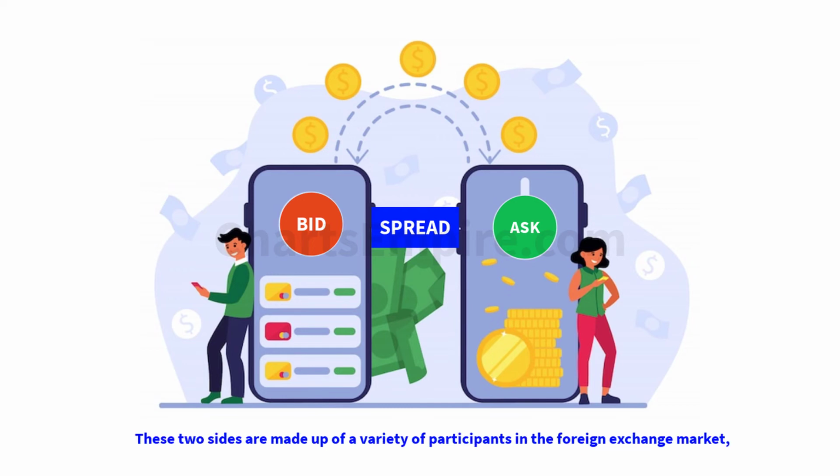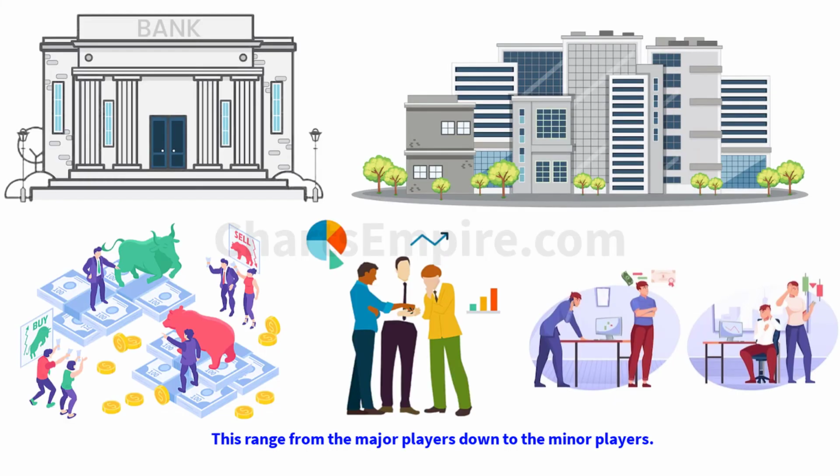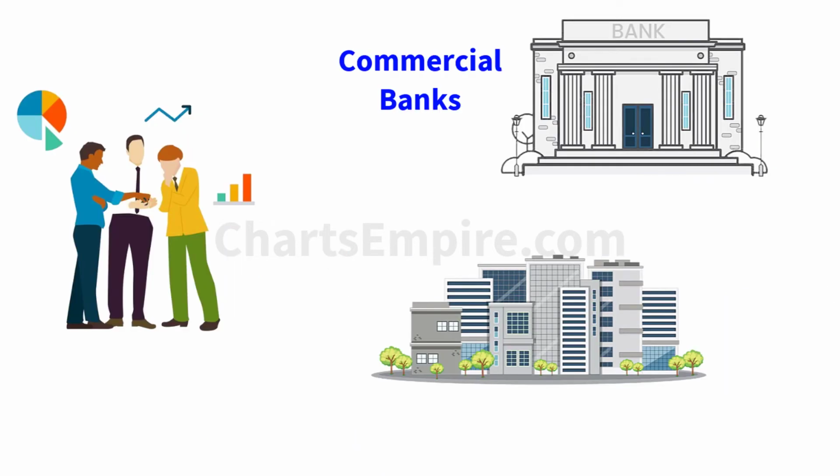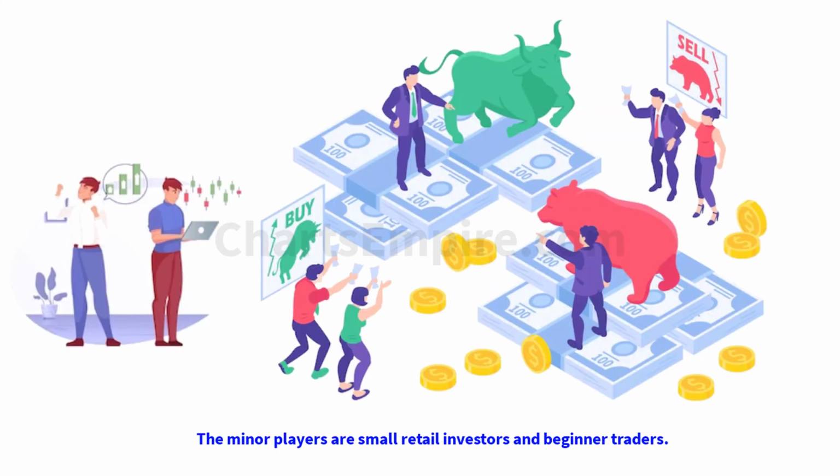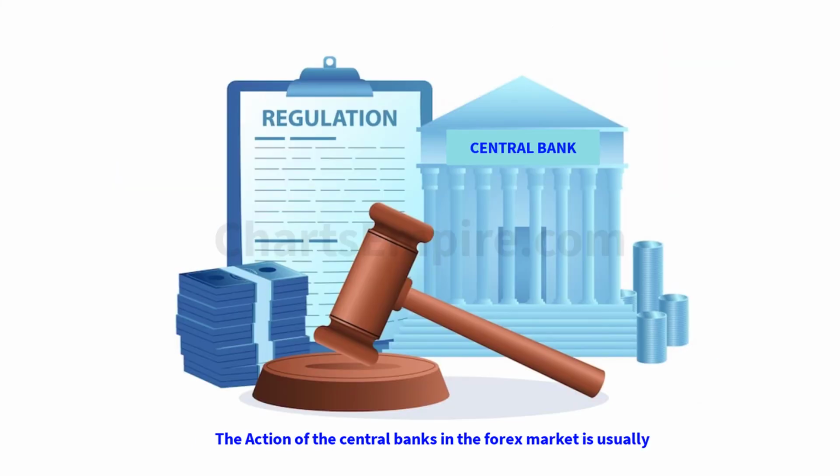These two sides are made up of a variety of participants in the foreign exchange market. These range from the major players down to the minor players. The major players are commercial banks, hedge funds, insurance, and commercial companies, such as forex brokers. You can check the description of this video for the list of our recommended forex brokers. The minor players are small retail investors and beginner traders. The action of the central banks in the forex market is usually regarded as an intervention rather than a participation.